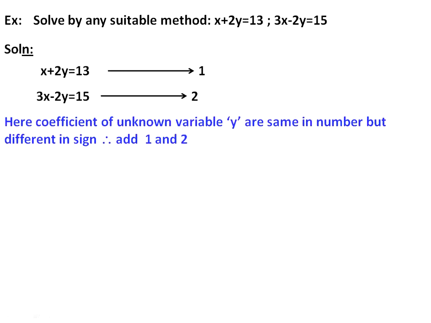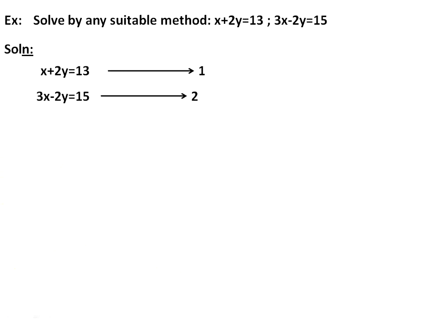If it is a different sign, you have to add the equations. If it is the same sign, you have to subtract. But here in my problem, the signs are different and the y coefficients are equal, so it is not necessary to make them the same. Therefore the coefficients of unknown variable y are the same in number but different in sign. Therefore add 1 and 2.